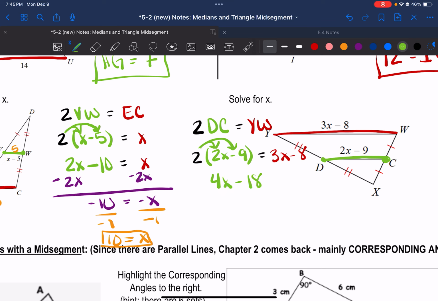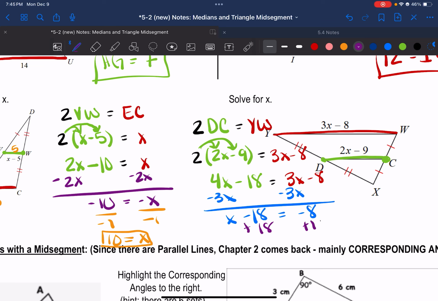All right, getting down to the very last bit, there are some quick tricks to help with this. It's going to seem a little complicated at first, but I promise you it will get less complicated when we start the problem. So, angles with mid-segments. Since there are parallel lines, chapter 2 is back, mainly corresponding angles. So, we have to remember all of that.